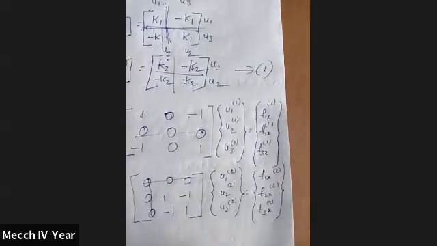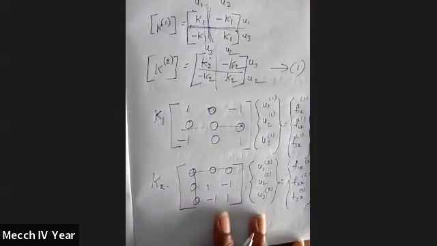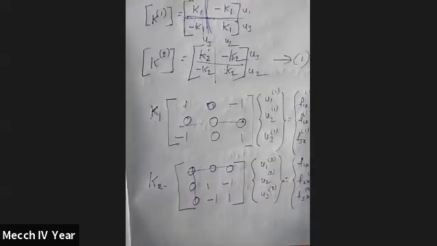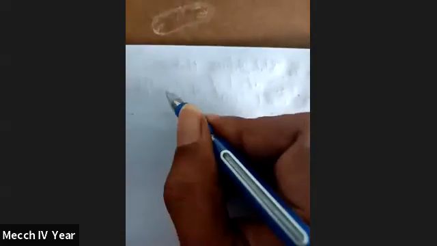The second element is 2. So we can rearrange the stiffness matrix like this. And now considering force equilibrium at each node.